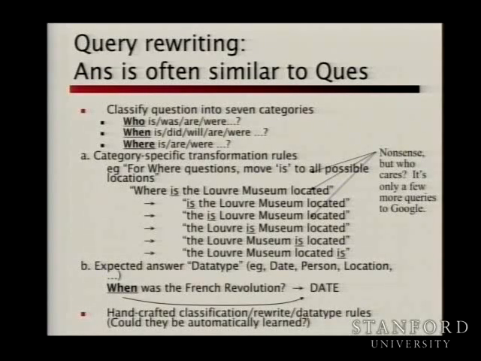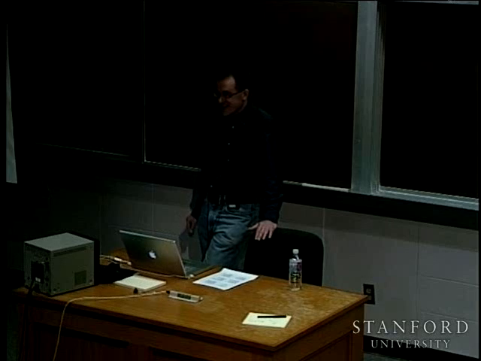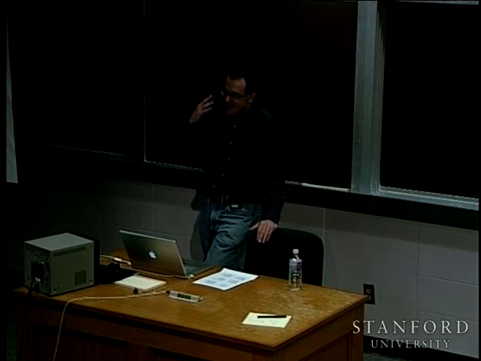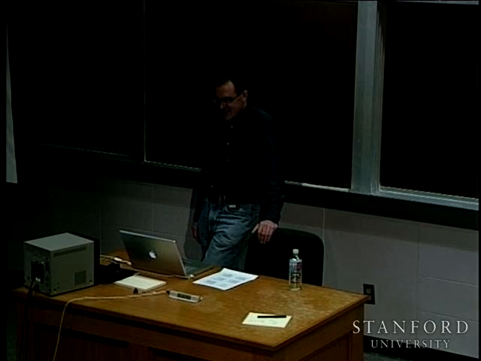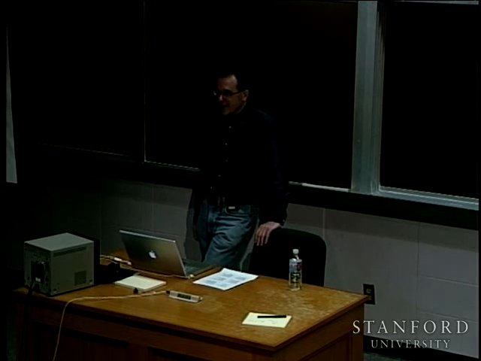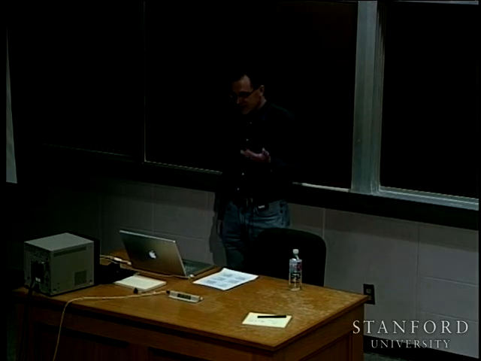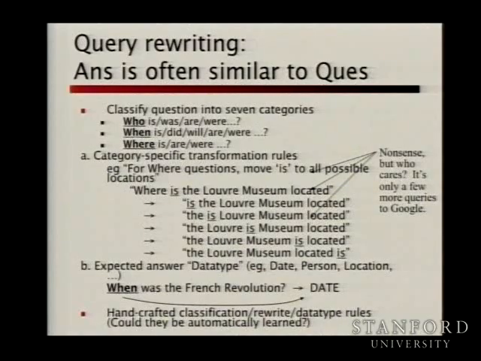So, where is the Louvre Museum located? Well, we want to move that fronted "is" into the middle of the sentence. We could parse it and work out the right place to put it with some accuracy, but rather than do that, why don't we just try sticking it everywhere? So we generate: is the Louvre Museum located? The is Louvre Museum located. The Louvre Museum is located. That's the right one. And, well, you just send them all off to a search engine, and presumably the ones that are badly ordered will just produce bad results, and it doesn't really matter.